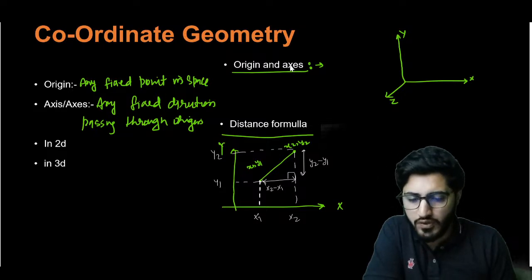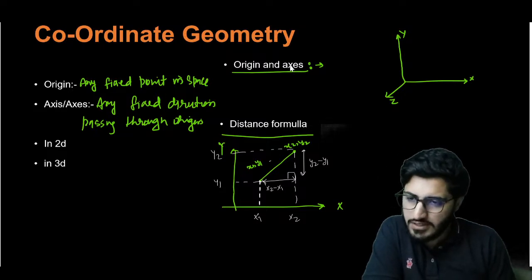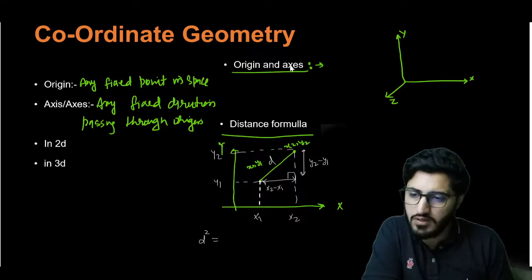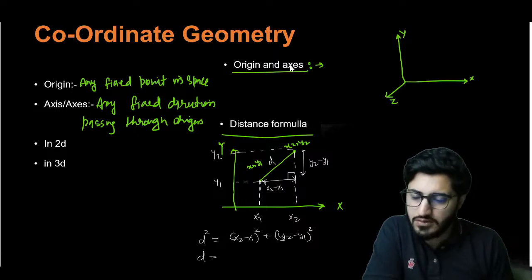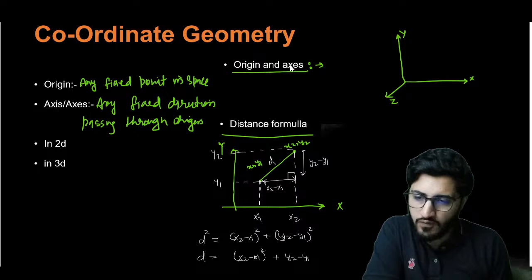Now how to find the hypotenuse? We know it. So let's suppose this is D. So the hypotenuse is D. So I can write hypotenuse square, D square, would be equal to perpendicular square plus base square, or base plus perpendicular. My base is what? x2 minus x1 square plus perpendicular is y2 minus y1 square. So my distance between 2 points in a plane came out to be x2 minus x1, if I am dealing with two axes, y2 minus y1.